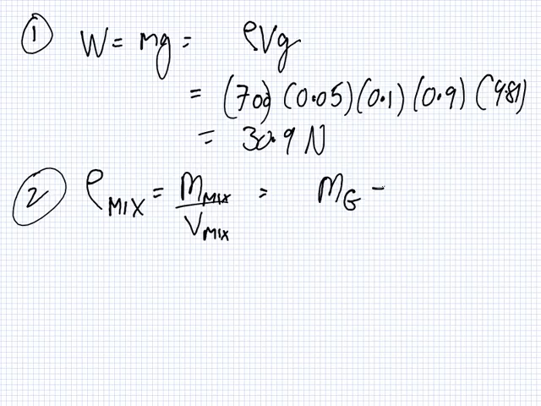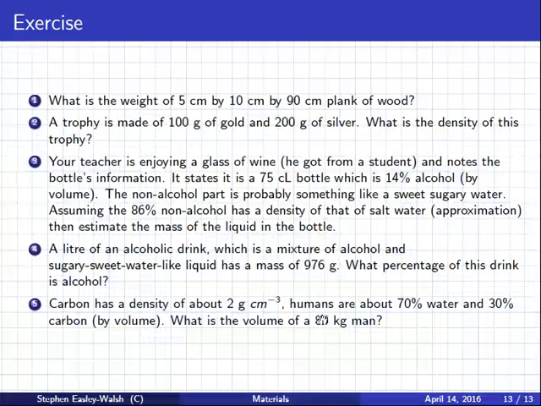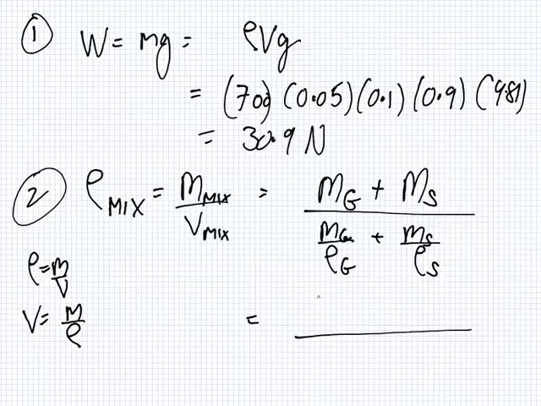What is it? 100. 0.1 plus 0.2, 0.1 over a big number plus 0.2 over a big number. What's the gold? 19,000. And silver is 10,000? 10,100. 10,500. Okay.